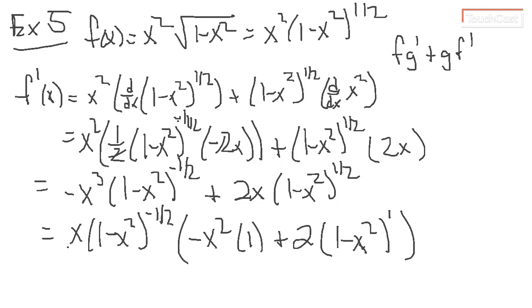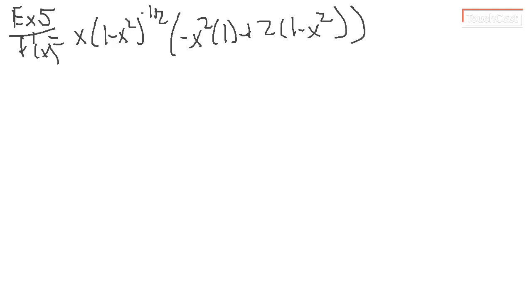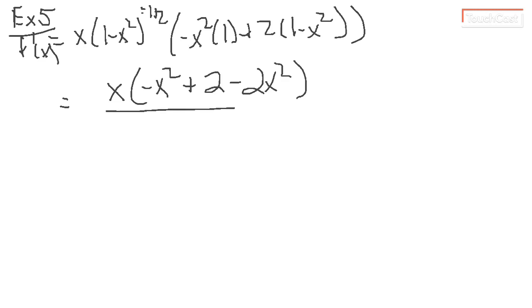Now, I'm going to move on to another page, but I'm going to rewrite what I have here at the bottom. Okay, so I'm going to take care of my negative exponent quick before I do anything else. So I'm going to rewrite my derivative as x times negative x squared times 1 is just negative x squared, plus, and I'm even going to distribute this too, so plus 2 minus 2x squared over the square root of 1 minus x squared.